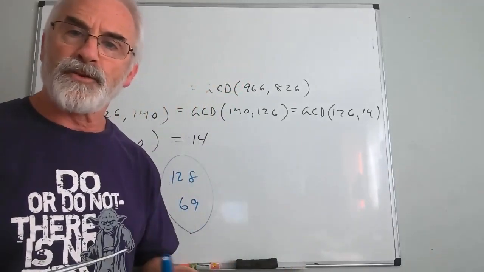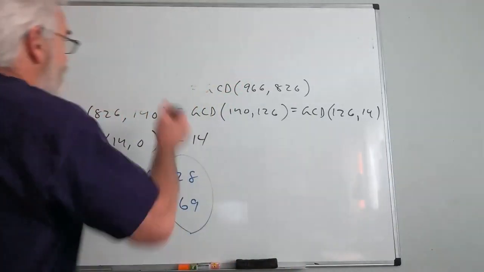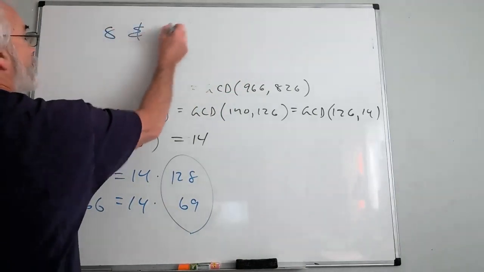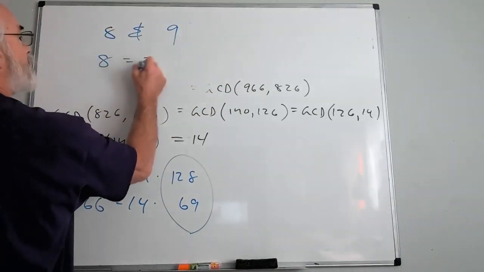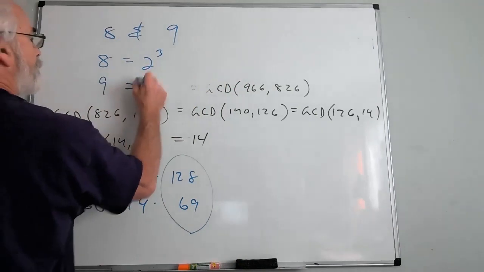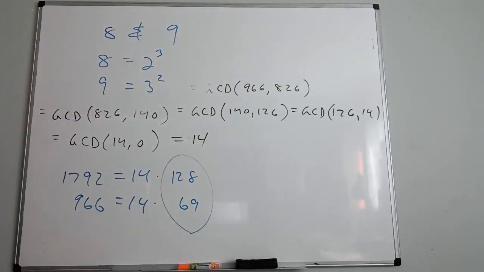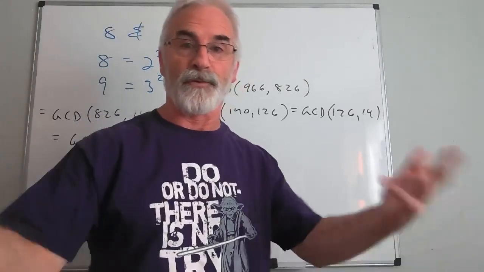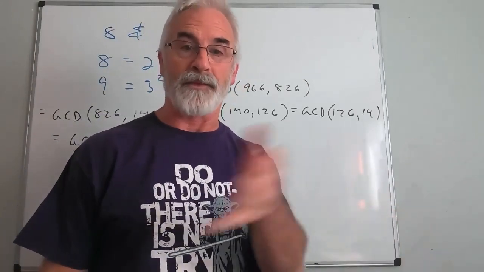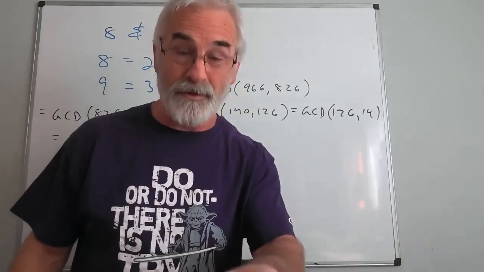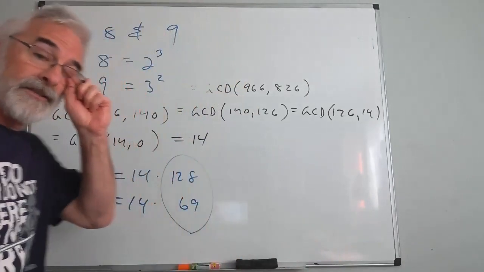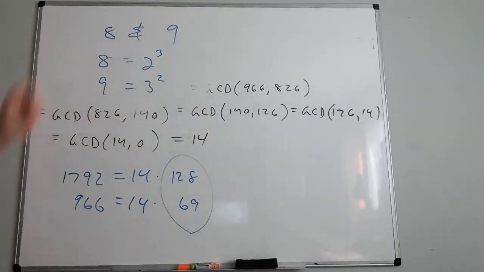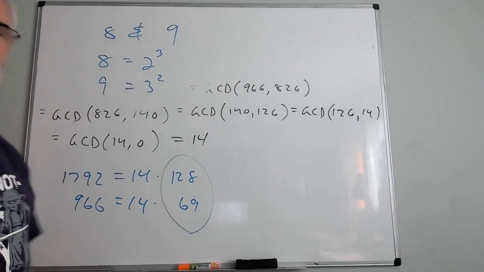But what if I have 2 numbers? Let's use 8 and 9. Okay, 8 is 2 cubed, 9 is 3 squared. We agree that 8 and 9 are not prime numbers. That means they're what are called composite numbers. I'm less concerned with that term, but that's the only other thing for an integer. If it's not prime, it's composite. If it's 1, it's neither. Okay, so why am I pointing these two out? Well, they have no common factors.